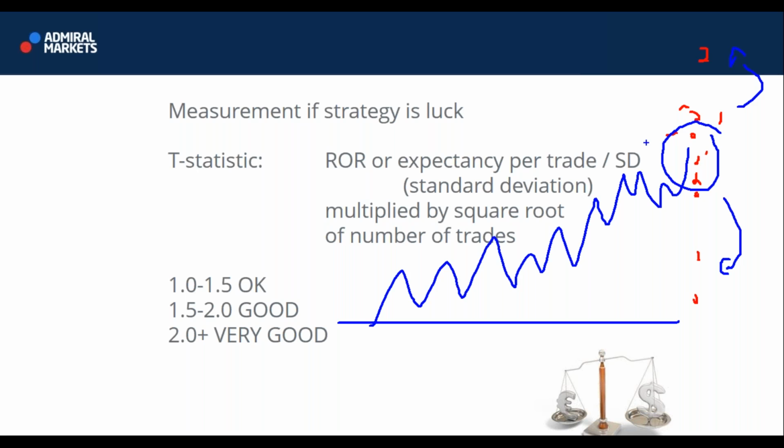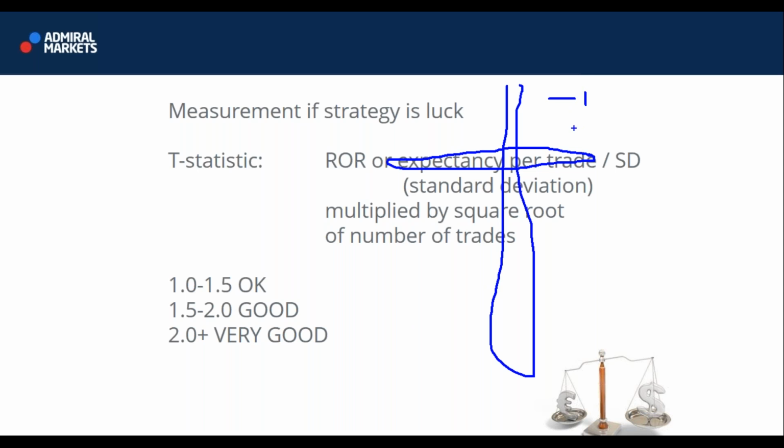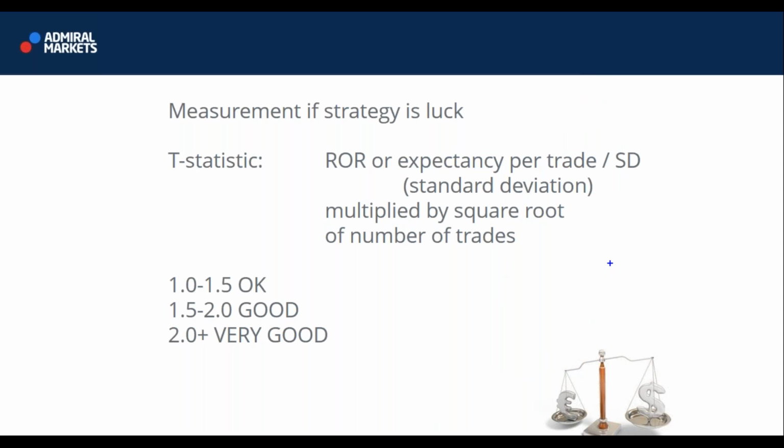And how do you calculate that? Well, basically, you take the expectation per trade. So you have a bunch of results. You have 40 trades, minus 1% plus 2%, right? That's what you expect, that's the result per trade. And it's a bit of math. You need to know the standard deviation.